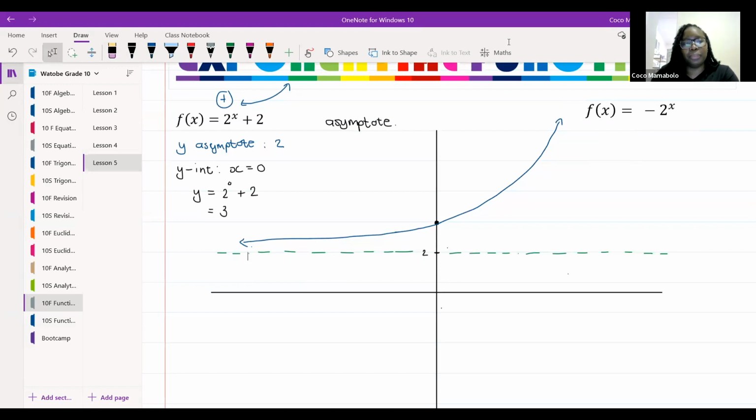Nolwazi, what's up? Why has the line of asymptote moved up to 2? Because remember, what this plus 2 does is it takes our graph that was on 0 and shifts the whole graph up by 2. That means our asymptote will also move up by 2. So the 2 represents the q in the formula. Yes, it's the q. Thank you. You're very welcome.